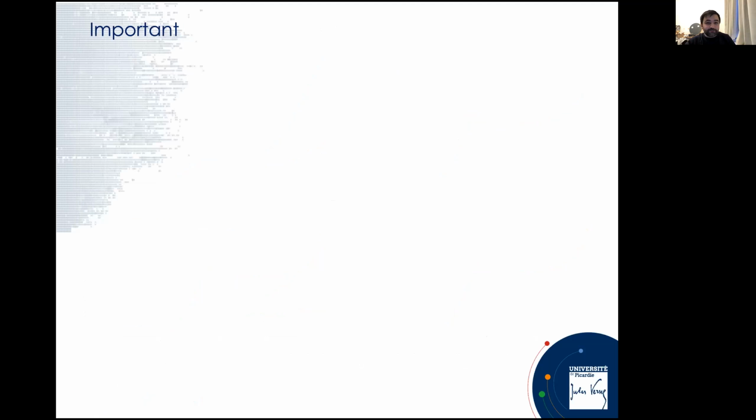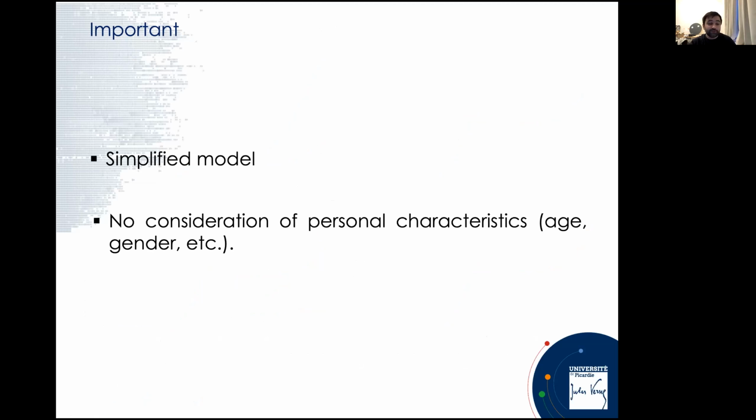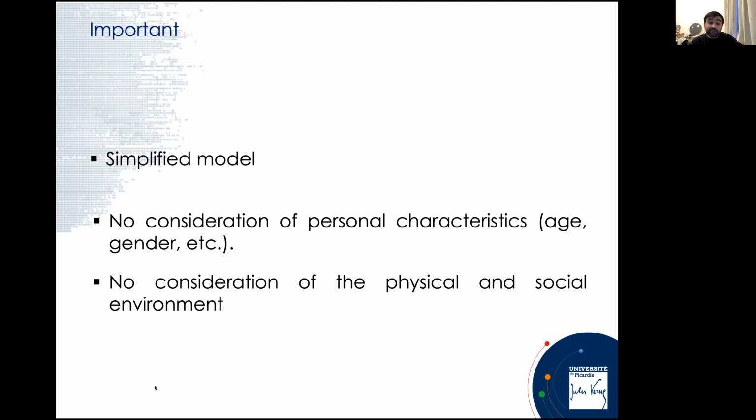I think I speak maybe too much. Because it's a seminar in mathematics, I will try to present a little bit of PDE. But what is important, this model has been used a lot, but don't forget this is a simplified model. In this kind of model, you suppose that the population is homogeneous, so you split the population into compartments, but everybody is the same. You don't take into account the age, the gender, or the physical and social environment. My question was how to take into account the physical environment.